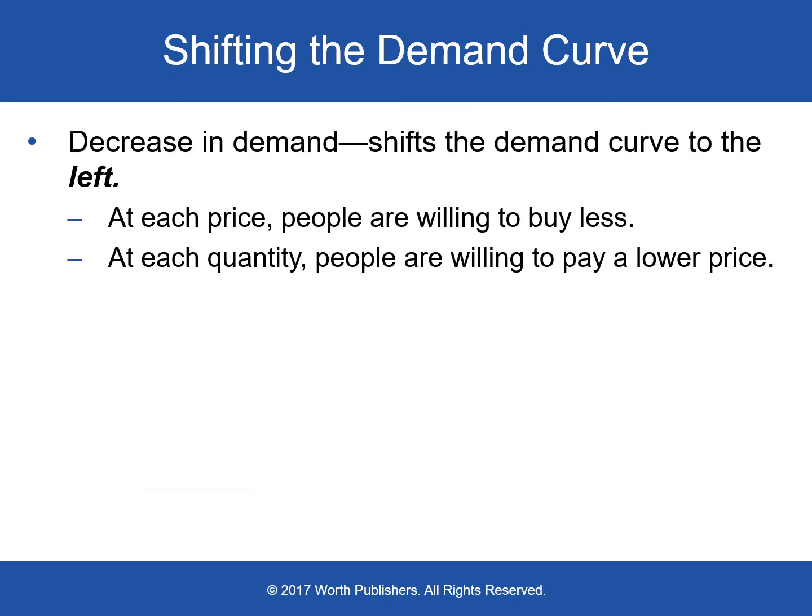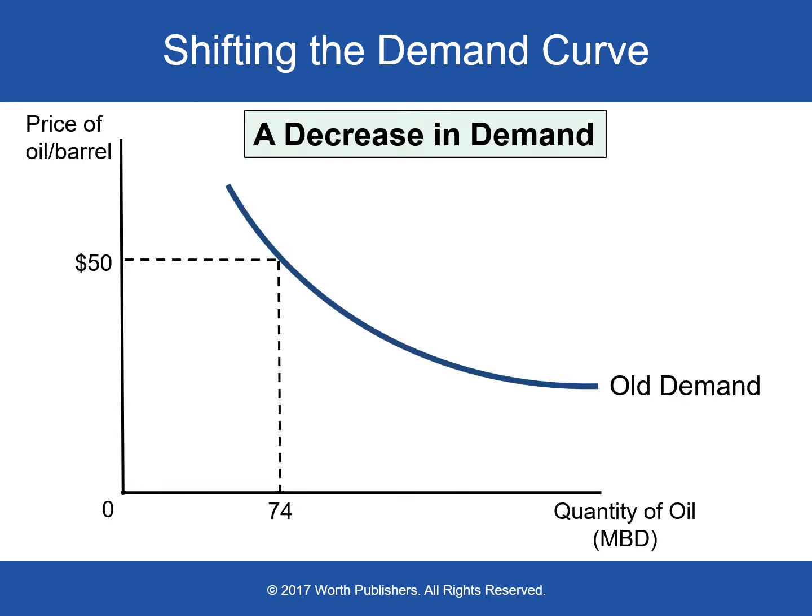We can also go in the opposite direction, a decrease in demand. That means the demand curve is moving to the left, so that at any particular price, people wish to buy less than before. And at each quantity, people are expecting they should only have to pay a lower price. So here you see it on the diagram, and that's a lot easier to understand the intuition.